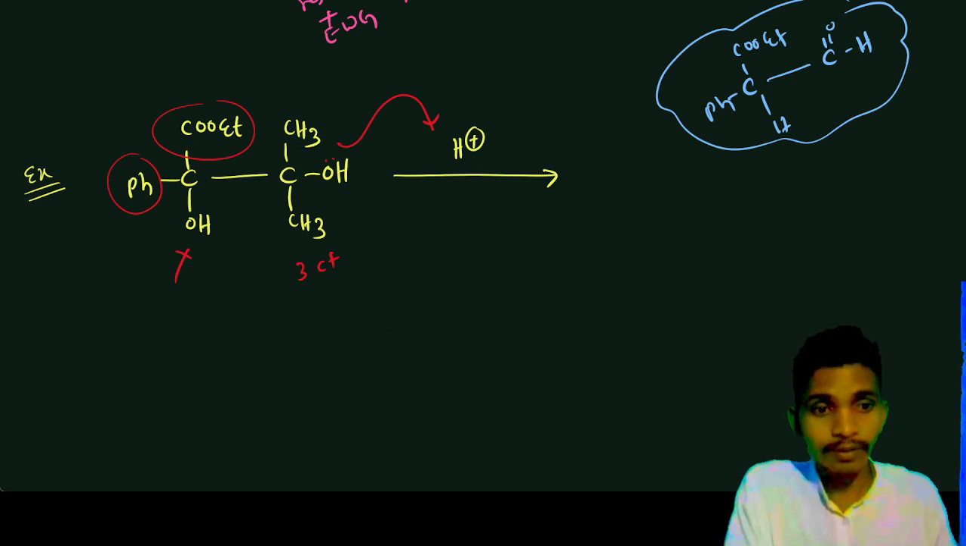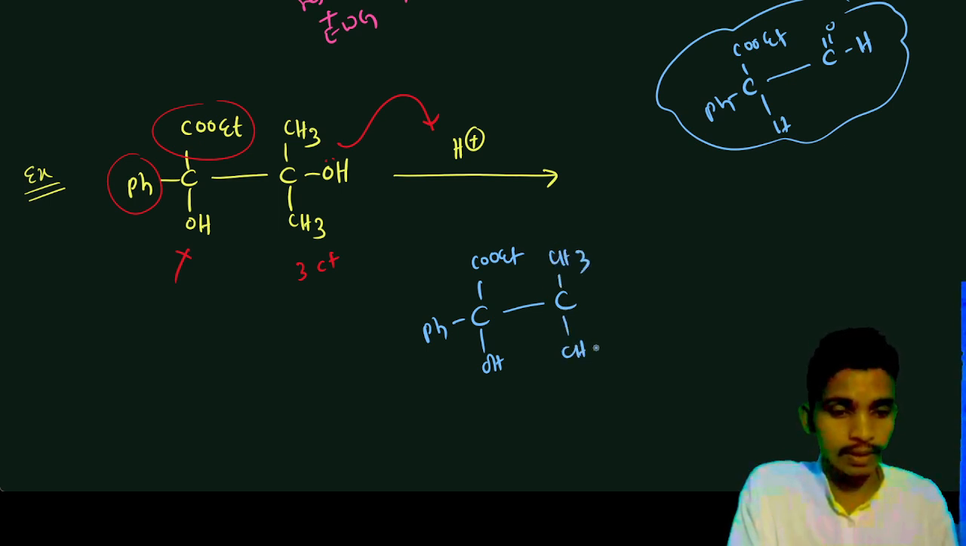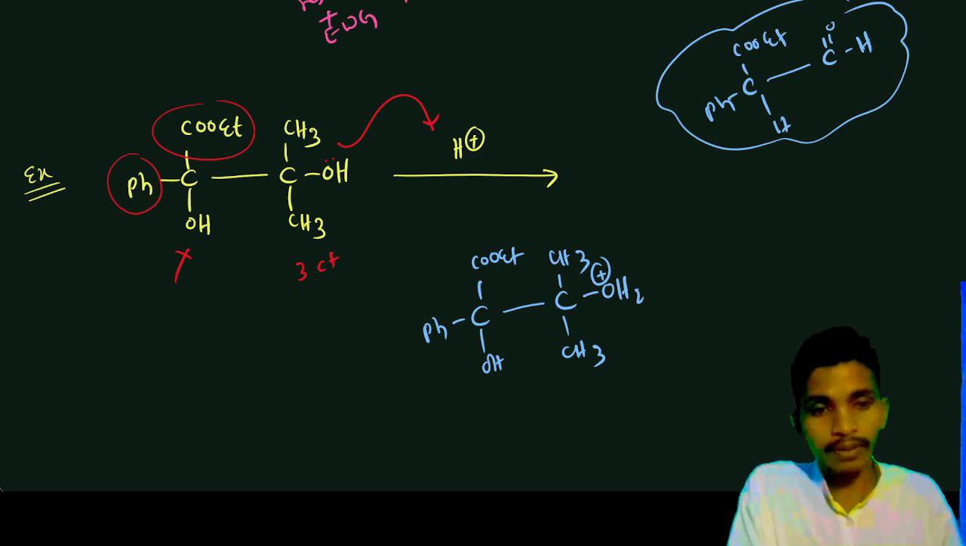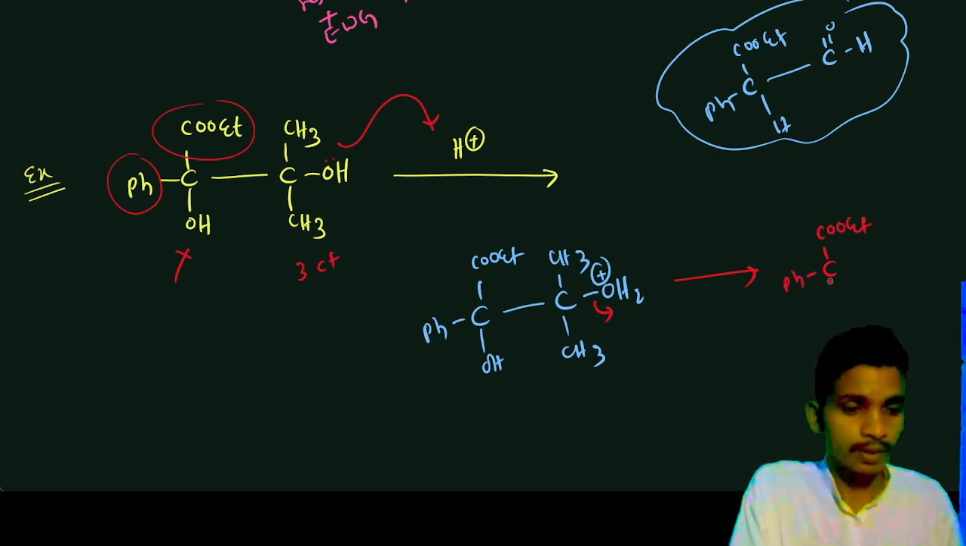So what we will get here? COOEt, and here we have Ph, and this is OH, this is going to C, and this is going to be CH3, this is going to be CH3, and this is going to be OH2 positive charge. And now what will happen? This will release. So what will we get here? COOEt, and this is Ph, and this is OH, and this is going to be the C, CH3, and this is going to be CH3, and this is going to be the positive charge.